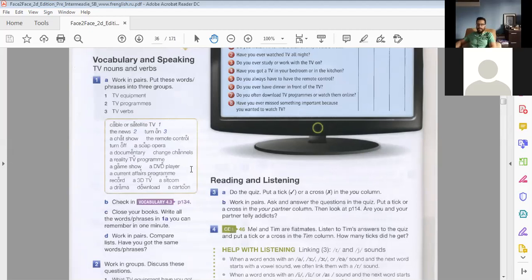Okay, so sitcom is new. A drama? Program, TV program. Download? Download, TV verb. Cartoon? Cartoon program, TV program. All right. Okay, so I think most of them, almost all of them are correct. But let's check. Let's see if there's any extra information. Maybe there's a matching exercise. Let's take a look at that, and then we can come back.